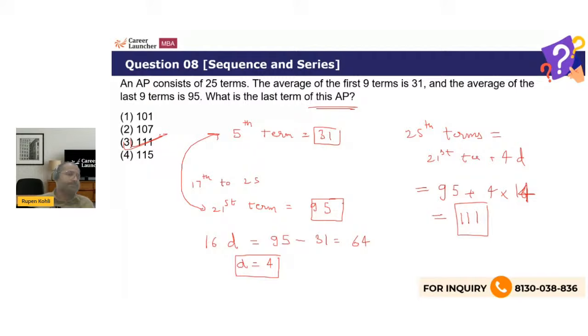We have done this many times. The average of an AP is the middle term where the number of terms is odd, so that concept can be quickly applied, and therefore I gave you 1 minute. It's a question of 1 minute, isn't it? So I'm giving you all the tips and tricks on how to do it in less than a minute, in less than 45 seconds, 30 seconds. That's what we are preparing for.